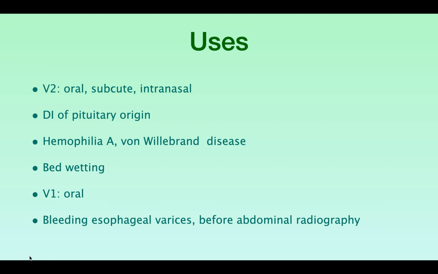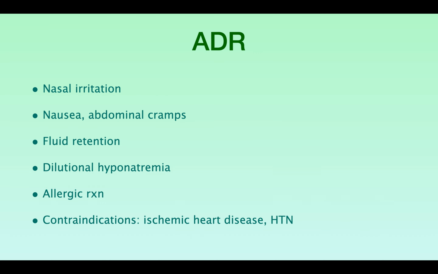V1 receptor agonists are going to be used to treat the bleeding esophageal varices before the abdominal radiography. So this is going to constrict it enough so the varices will not bleed, but that's not the cure. The true illness is the liver disease, so you got to treat the liver disease. This is more like a band-aid solution, so you can actually perform the abdominal radiography. Okay, so these have nasal irritation, cramps, fluid retention, allergic reactions, as your adverse drug reactions, and contraindicated in people with ischemic heart disease and hypertension.